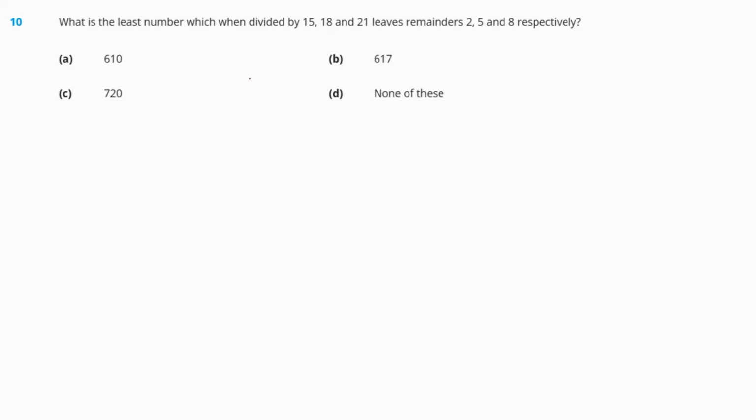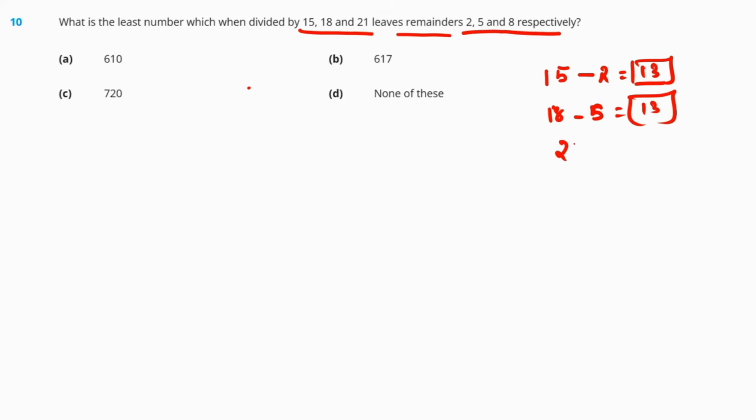Next question reads: what is the least number which when divided by 15, 18 and 21 leaves remainders 2, 5 and 8 respectively? See, if you observe over here, 15 when divided, 2 is the remainder. That means 13 left out, till 13 is divisible. When we are dividing by 18, 5 is the remainder, again a 13. When we are dividing by 21, 8 is the remainder, again a 13. A common difference in all three cases.